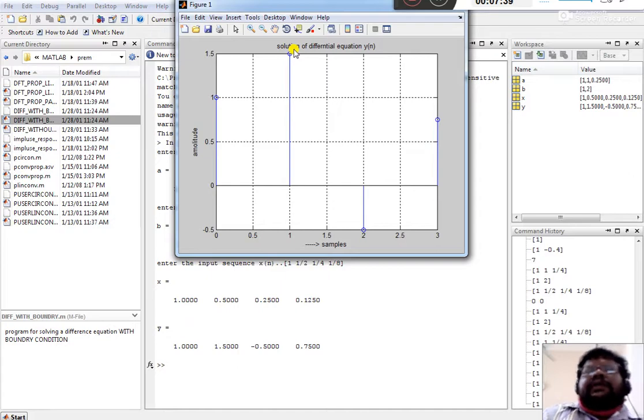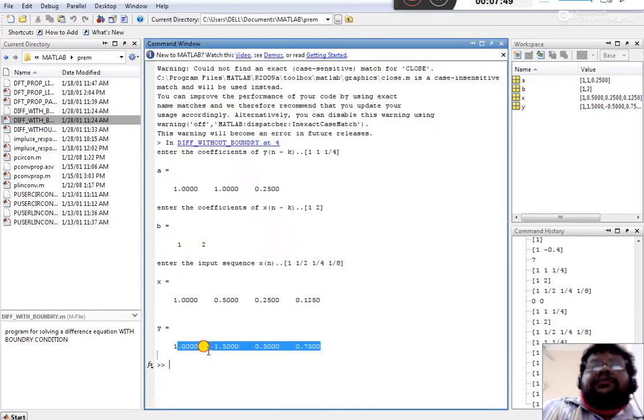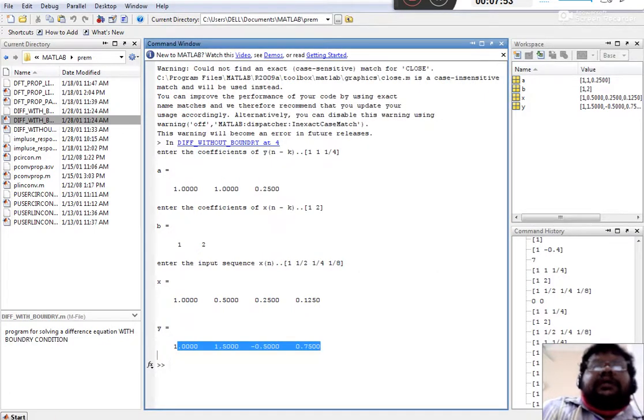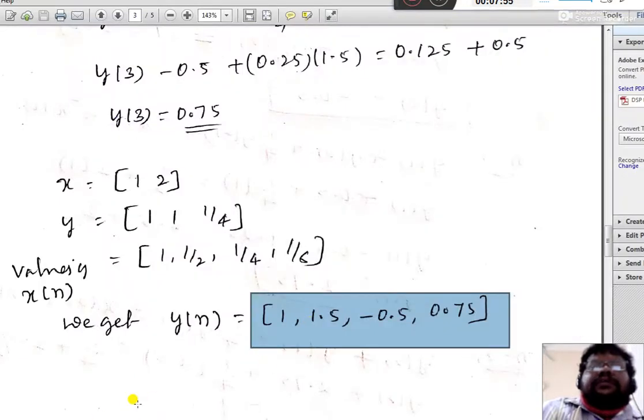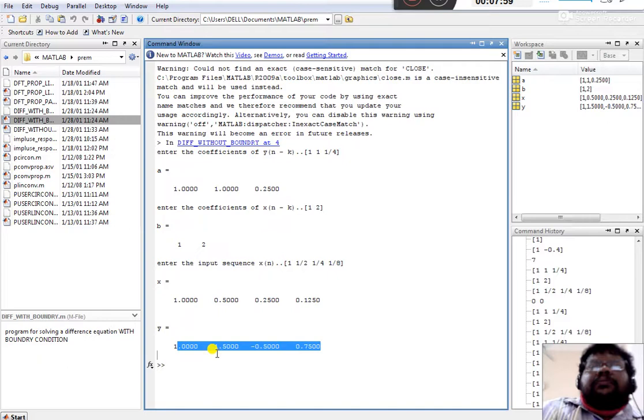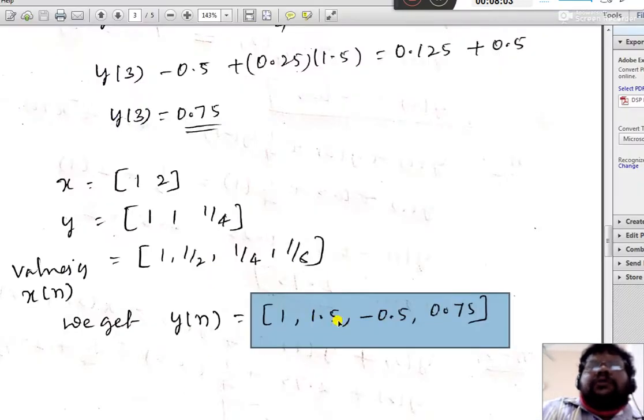Okay, we get the values here. That is 1, 1.5, minus 0.5, 0.75. See this, what we have calculated. Compare these two values: 1.5, minus 0.5, 0.75 and 1.5, minus 0.5, 0.75. They match.